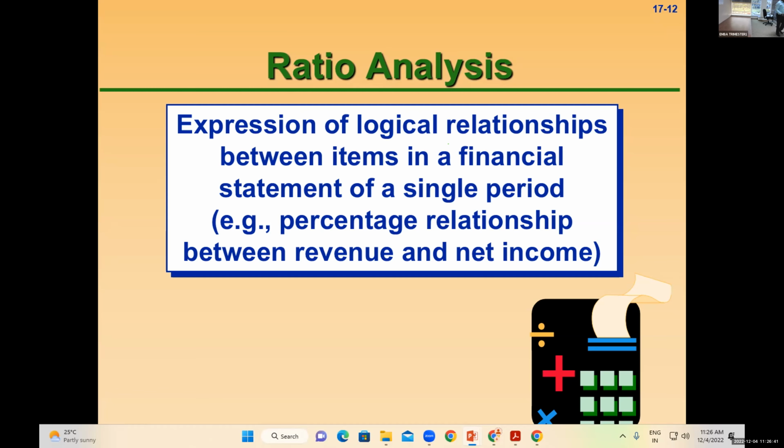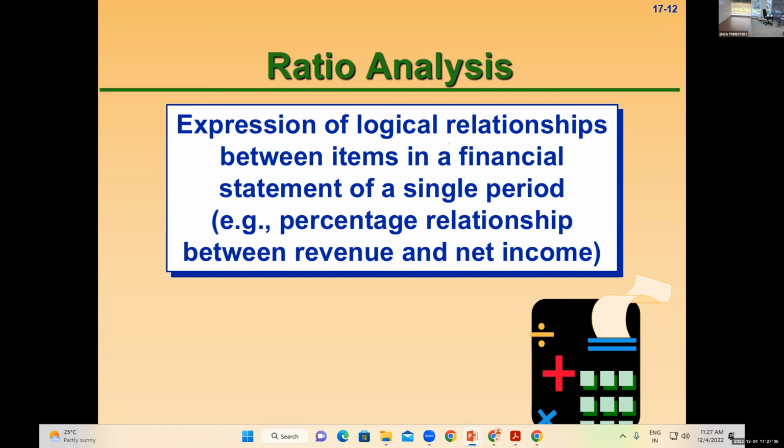Or you can take any such percentages. They can be expressed in terms of percentage, number of times, or in terms of decimal. So there are so many ways in which you can express ratios. Here the example is given as a percentage. In ROI also, it is in percentage form.